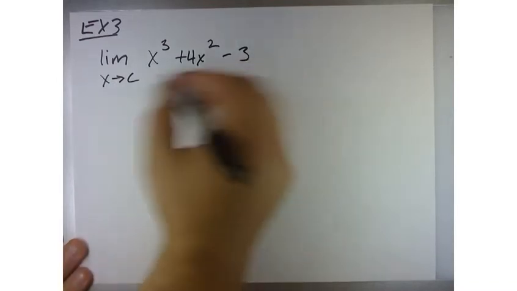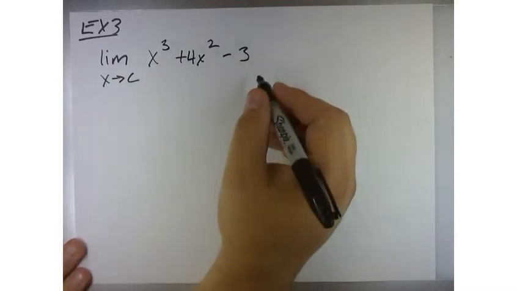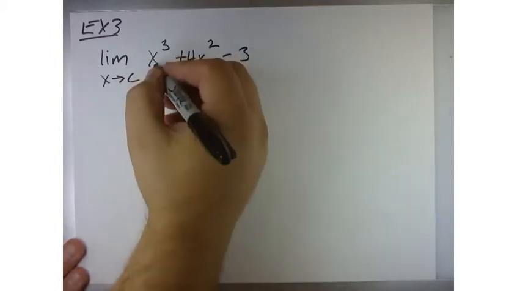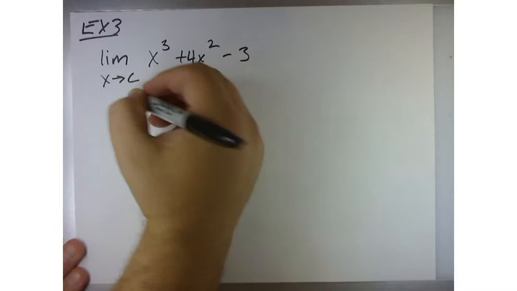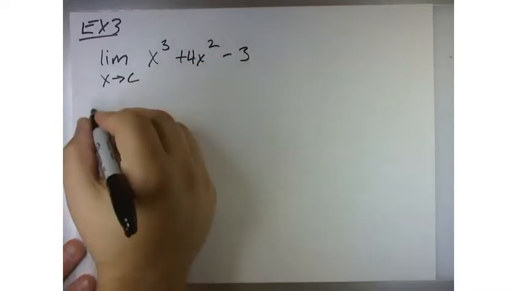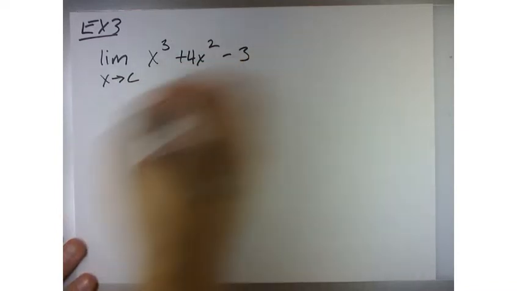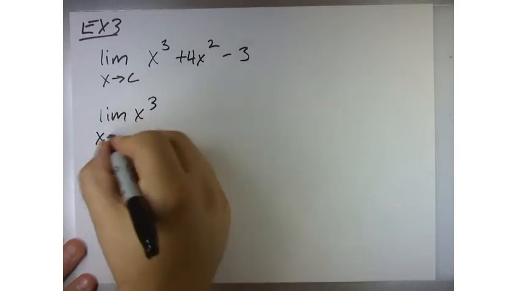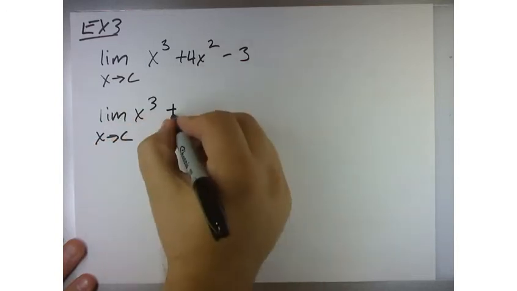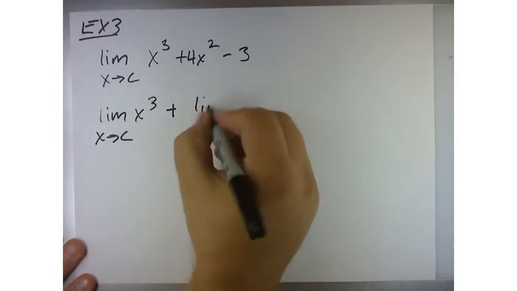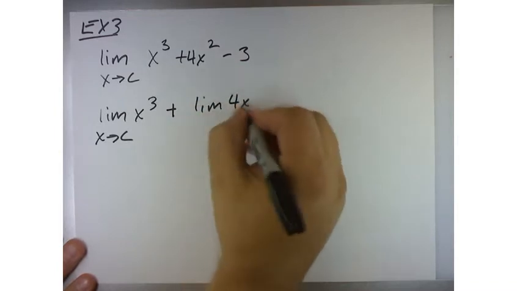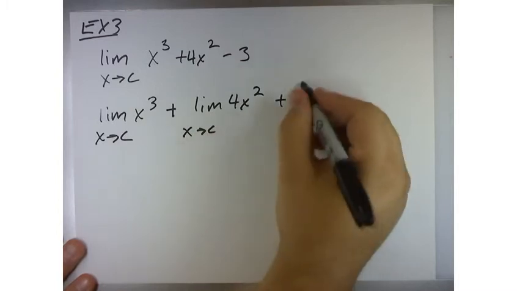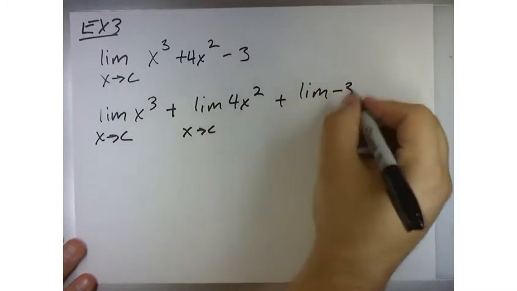This is just a regular polynomial, so we could do this a lot of ways. We could plug in the whole equation, graph it, and look at it as it approaches c. But really what we could do is think of this as being the same as the limit of x cubed as x approaches c, plus the limit of 4x squared as x approaches c, plus the limit of negative 3 as x approaches c.